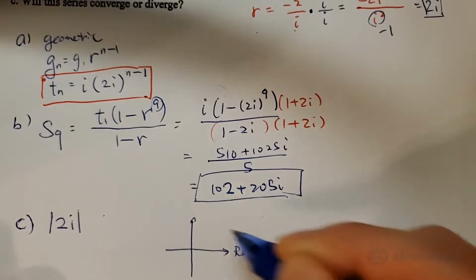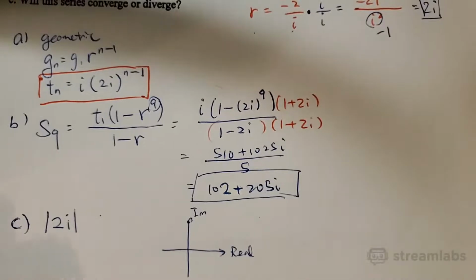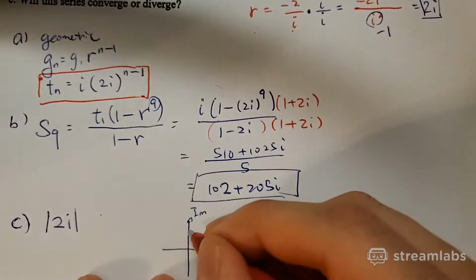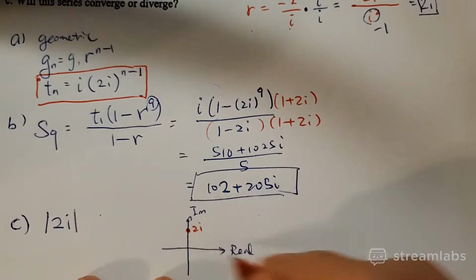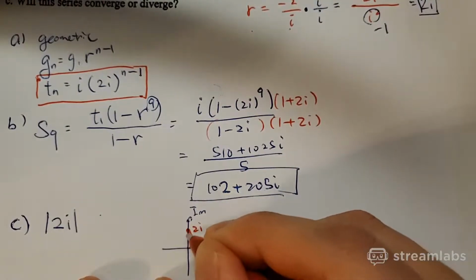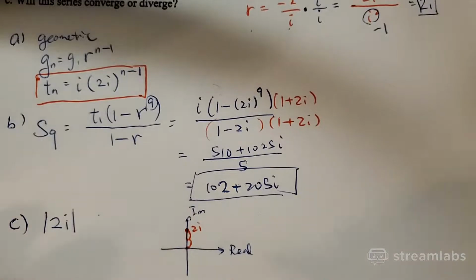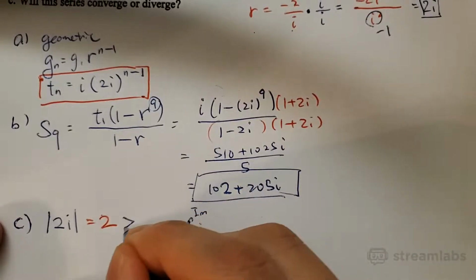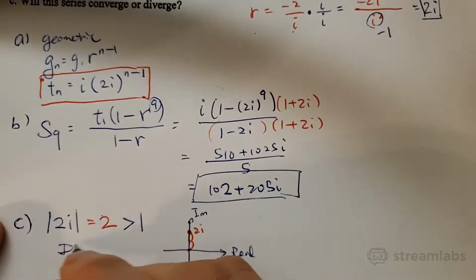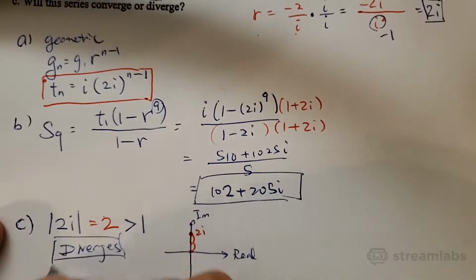There's a real and there's an imaginary number axis. I don't know if you remember this from Algebra 2 trig or Algebra 2. Or, I forgot if we talked about it in pre-calc. The absolute value of an imaginary number is the distance from it, right? This is 2i, this is the imaginary axis, this is real. It's the distance from there to the origin. So in this case, the distance is 2. Because of that, that is bigger than 1, right? Since it's bigger than 1, it diverges. Okay.